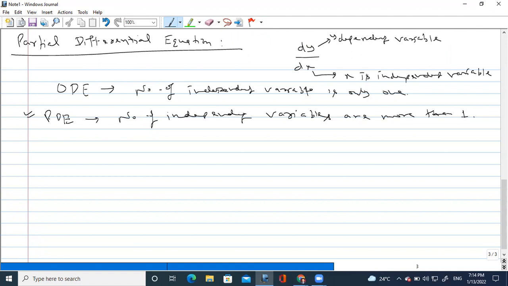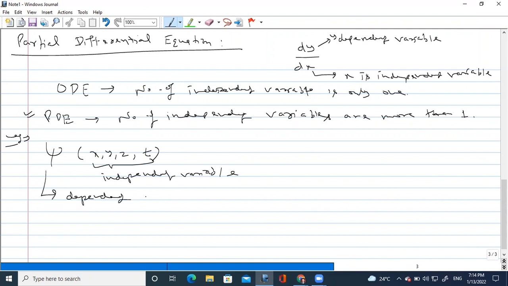So how can we write? Suppose psi, if we take a function psi, for example, so the psi function depends upon x, y, z and t. So these all are independent variables, but psi is the dependent variable. Okay, so any equation containing x, y, or yz or xt or zt or yt means more than one independent variable.